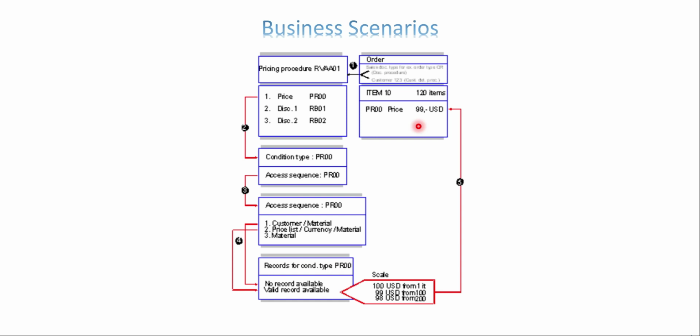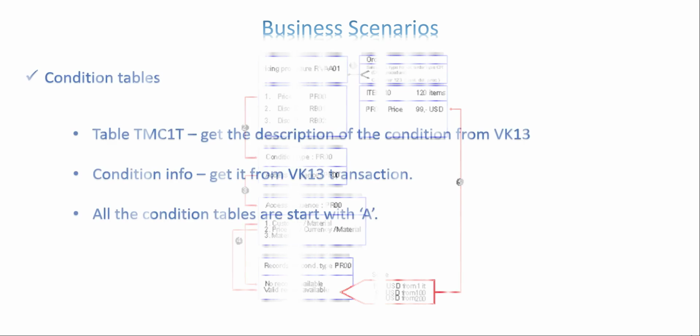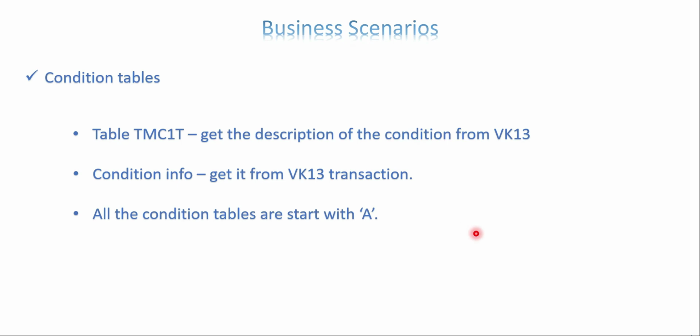Now if you understand this, we are going to update or create a pricing condition using a BAPI. A few more things to understand: what are the condition tables? Normally, every condition that they create is going to be stored in a table. That table starts with A. Condition tables always start with the A series only, and mostly have a 3-digit number.